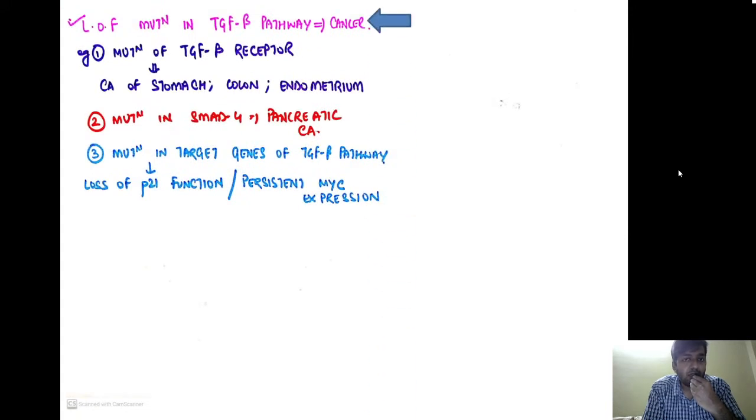So a loss of function mutation in the TGF-beta pathway can lead to cancer. For example, mutations of the TGF-beta receptor are found in carcinomas of the stomach, colon and endometrium. Then mutation in SMAD4 is found in pancreatic carcinoma. Mutation in the target genes of the TGF-beta pathway, for example loss of P21 function or persistent MYC expression, can also lead to carcinoma.